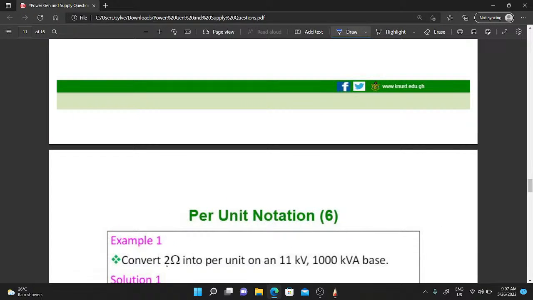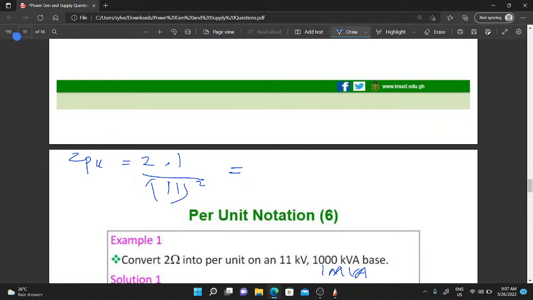Here we're supposed to convert this to per unit using these as our base values. This is the first scenario. We know that Z per unit is given by Z actual times power in MVA, so change the power to MVA. This will become 1 MVA over the voltage in kilovolts squared, so that is over 11 squared. It is important to know the equations.